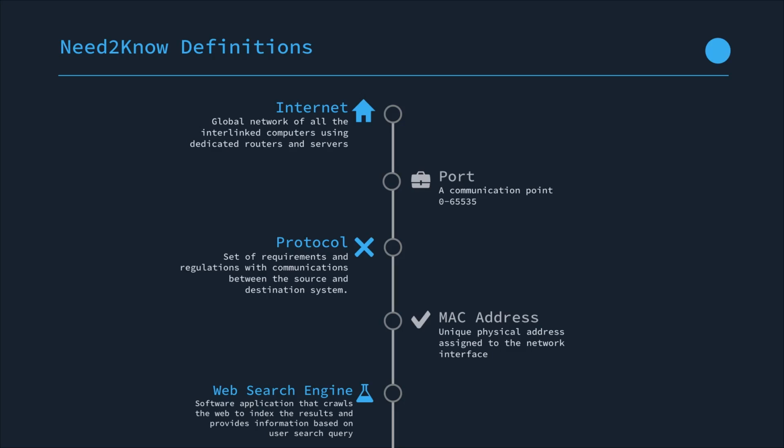Moving on, we have the web search engine. The web search engine is a software application called a spider or crawler, and basically it goes all over the internet and the web and indexes websites that support crawlers and spiders, and it provides information based on what the user searches.